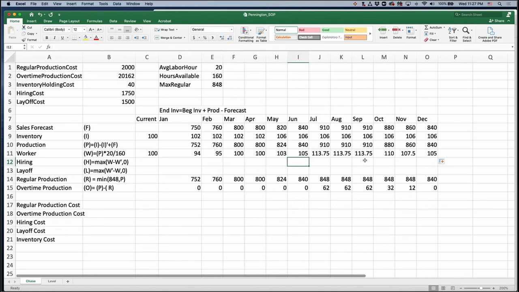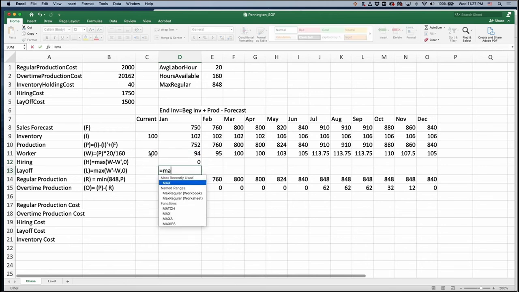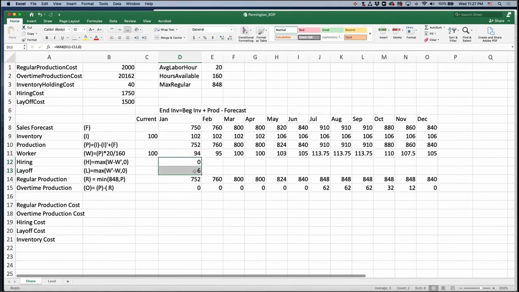For this case, you can use the same idea. For hiring, use the max of your current employees minus your previous employees, and we take only the positive case. For layoff, you can use the max of the previous period minus the current period, and again take only the positive value. Then we have 6 layoff at the beginning, and so on. So we have this kind of trend. This is the hiring and layoff information.